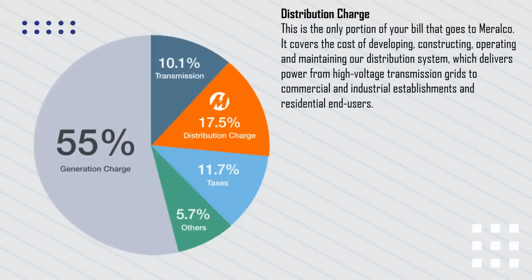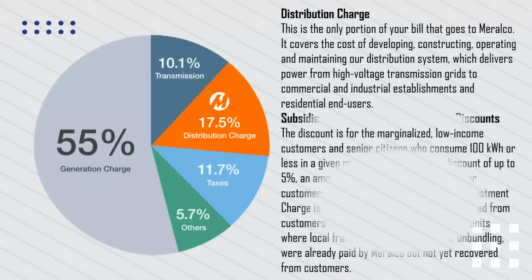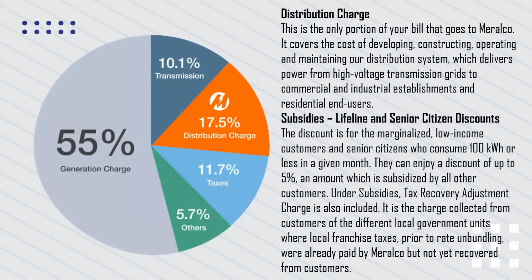The distribution charge is the only portion, I already said that one. Subsidies, lifeline, and senior citizen discounts. So again, these are the discounts that we get, especially if you are a senior citizen or those who are part of the marginalized low-income customers.